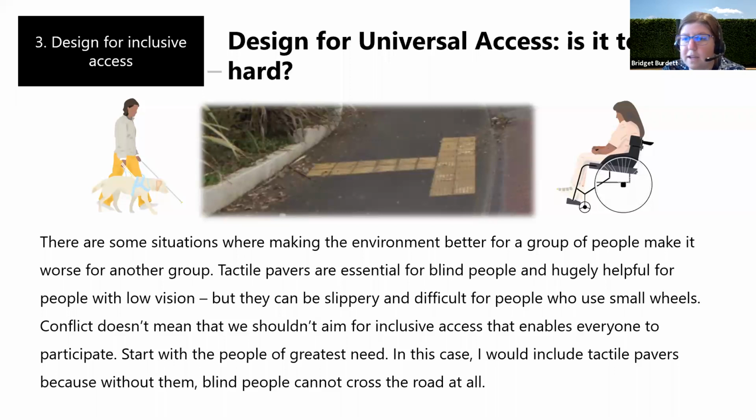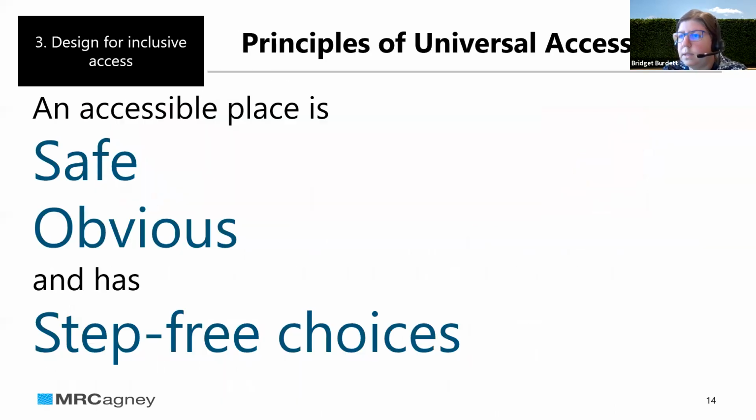We can design a street for everyday use for able-bodied people. We can also design it for the most vulnerable person. And when it comes to crossing a road, if there's level access, then the most vulnerable person is someone who is blind. So yeah, put the tactiles in. And a way to think about design generally and whether it's accessible, there are some checklists and design standards online that you can use for specific projects, but in general terms, if you're talking about a public place or a public street, an accessible place is safe, the routes are obvious, and it has step-free choices.